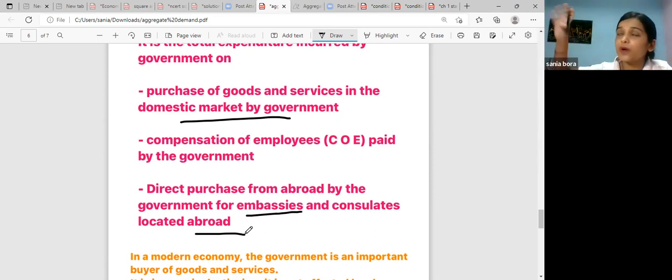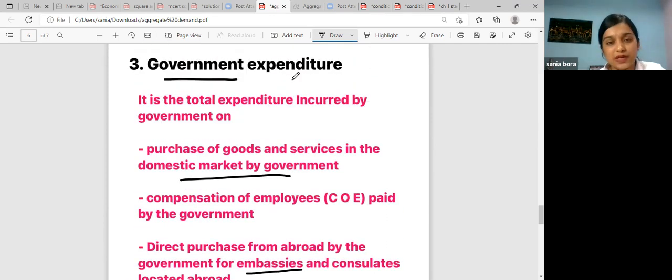Basically, if the government is purchasing something from another company, or for example, the Indian embassy is in Australia and needs resources, the government will send them. That comes under government expenditure.